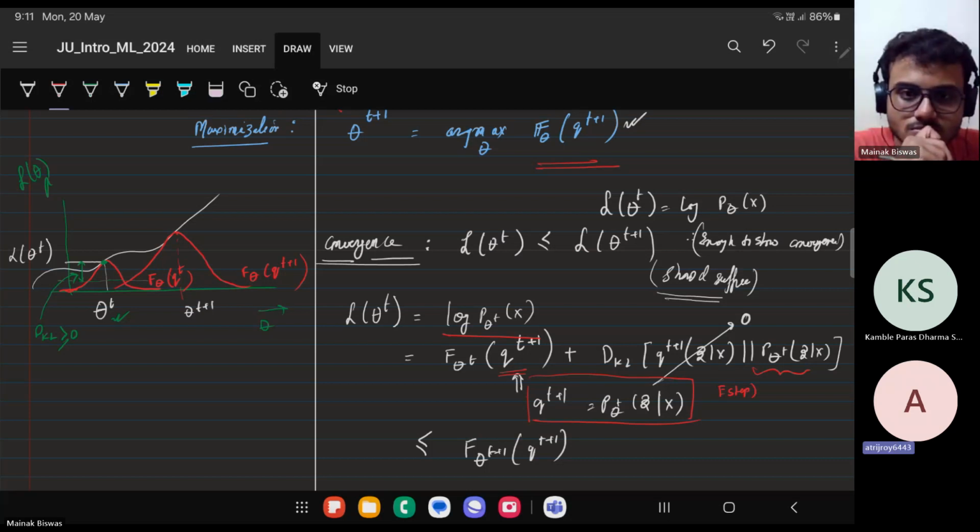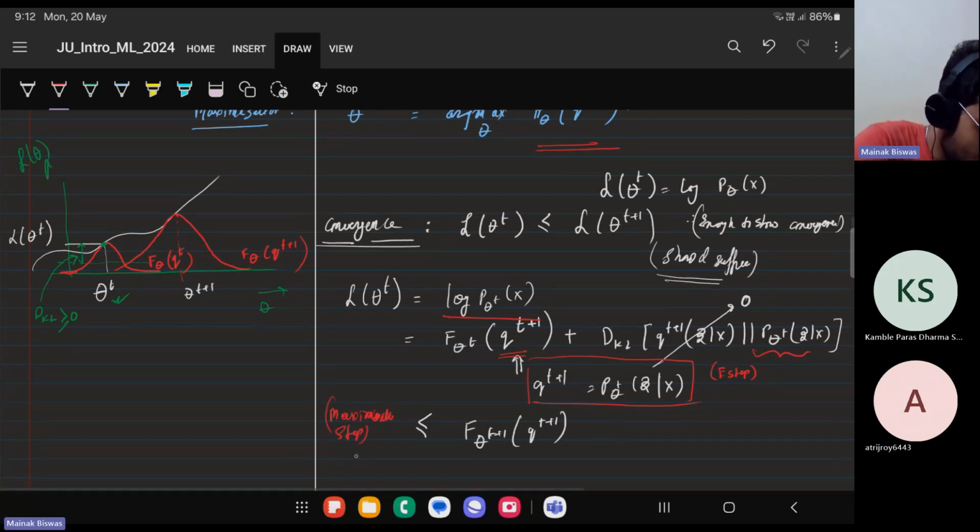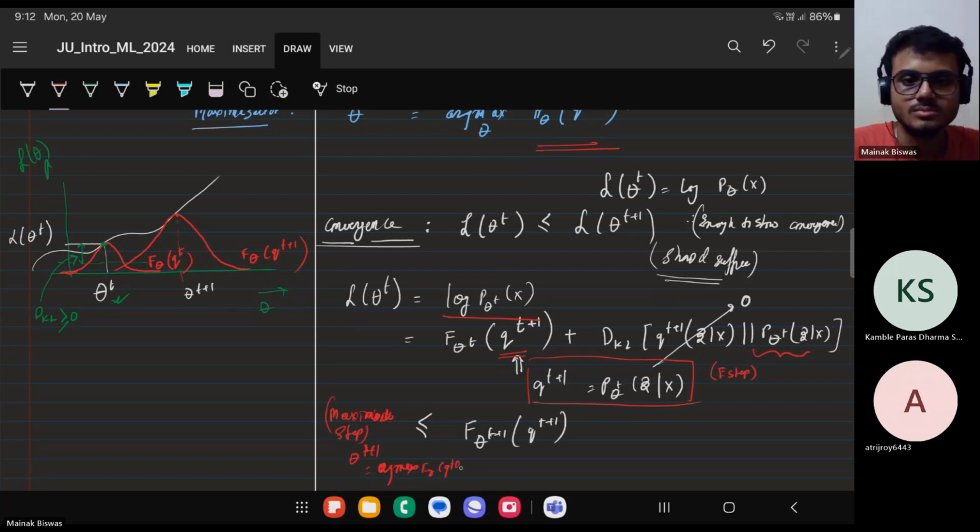Theta t plus 1 is the theta for which, if theta is maximized, we get theta t plus 1. Good, that's what I wanted to know. Maximize it: the maximization step. This is because theta t plus 1 is the argmax of f theta, right? It has to be the greatest for the particular q t plus 1, by the definition.